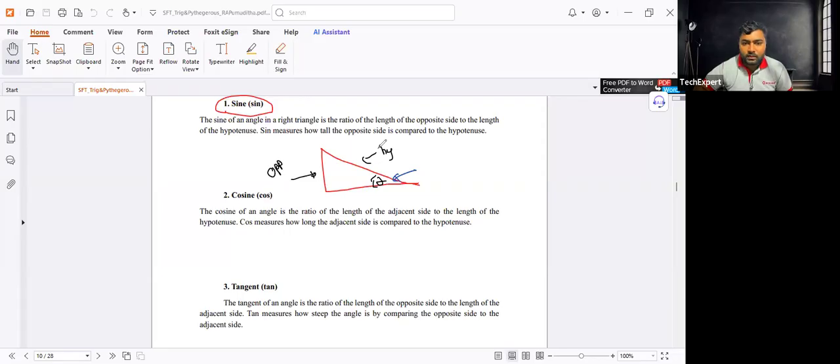The ratio of the opposite side to the hypotenuse is known as sine. Sine. The next point.